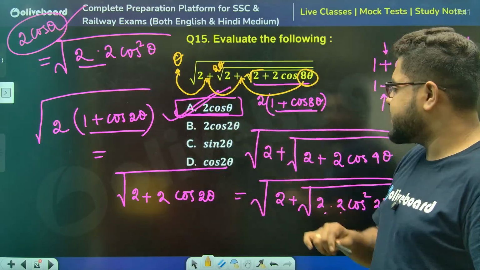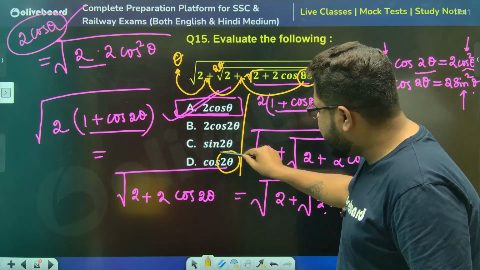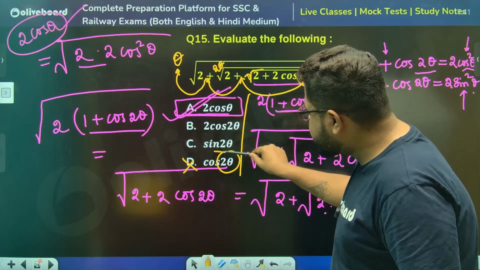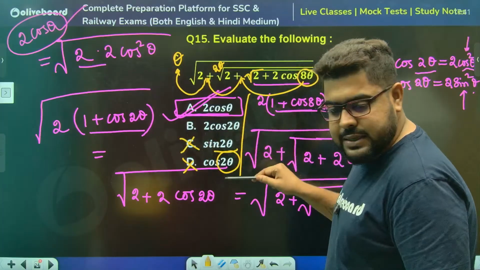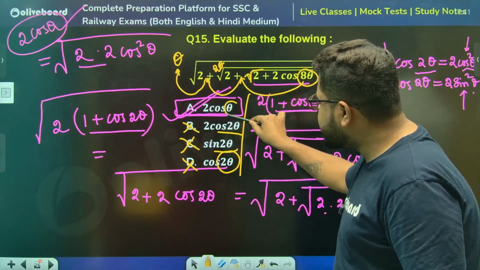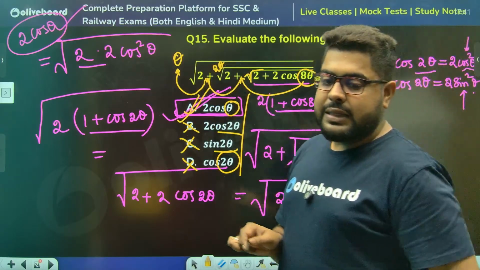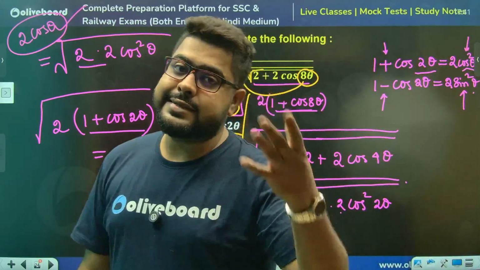Can I think like this? Now look at the options. 2 theta cannot be my answer. Only this option has theta, that has to be my answer. This is how to solve it in 10 seconds.